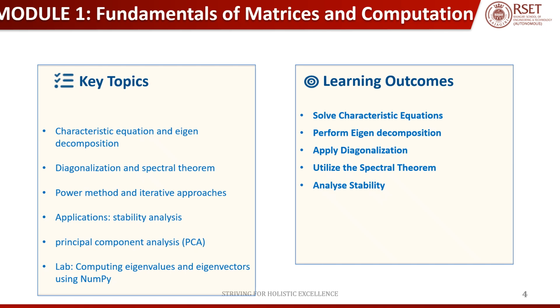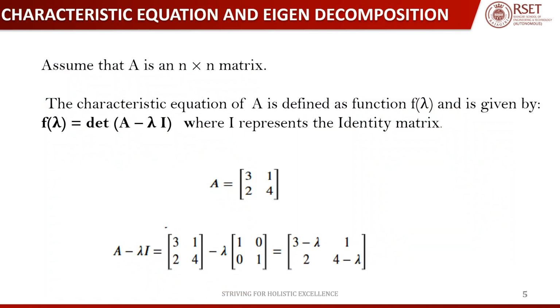So in the last module, we have learned what is a matrix and also certain properties of the matrix. And in this particular session, we will be dealing to find the eigenvalues and eigenvectors of a particular matrix. So for that we require the first topic, what is the characteristic equation of a matrix. So we'll be going into that. So we have the characteristic equation and eigen decomposition.